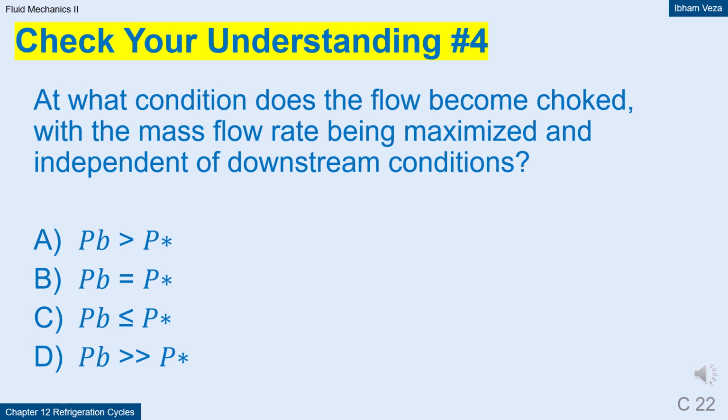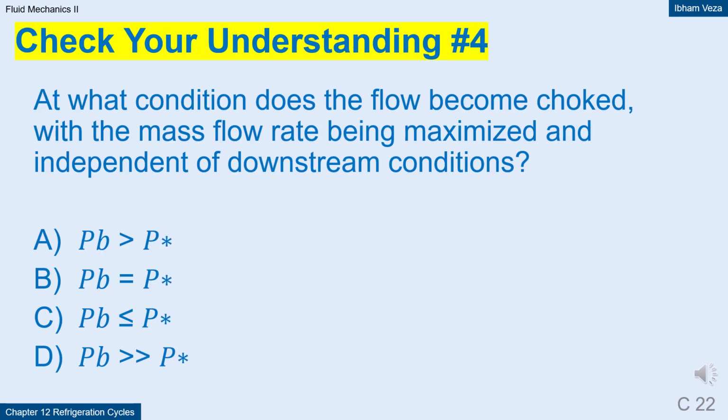C. P_B is less than or equal to P star. This is the correct answer, as the flow becomes choked when the back pressure is less than or equal to the critical pressure, leading to a maximized mass flow rate that is independent of downstream conditions. D. P_B is greater than P star.